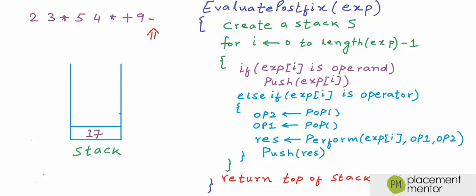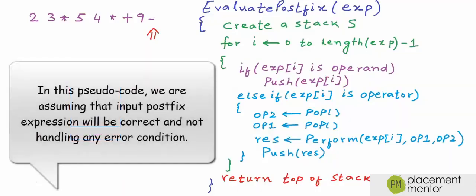You will have to take care of some parsing logic in actual implementation. An operand can be a number of multiple digits, and then we will have a delimiter like space or comma, so you will have to take care of that. Parsing operand or operator will be some task. If you want to see my implementation, you can check the description of this video for a link. Okay, so this was postfix evaluation.